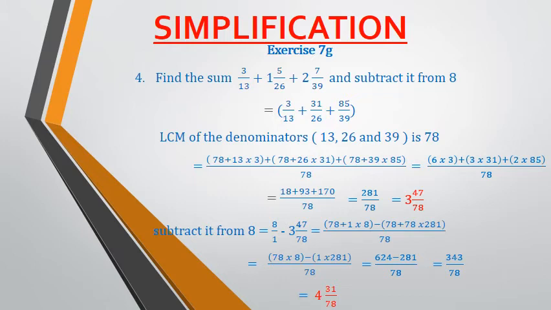We get 78 multiplied by 8 minus 1 multiplied by 281 upon 78, again, which is equal to 624 minus 281 upon 78, which in turn is equal to 343 upon 78. Now this is an improper fraction, so change it into a mixed fraction. So when we change it into a mixed fraction, it is equal to 4 31 by 78, and this is our final answer.